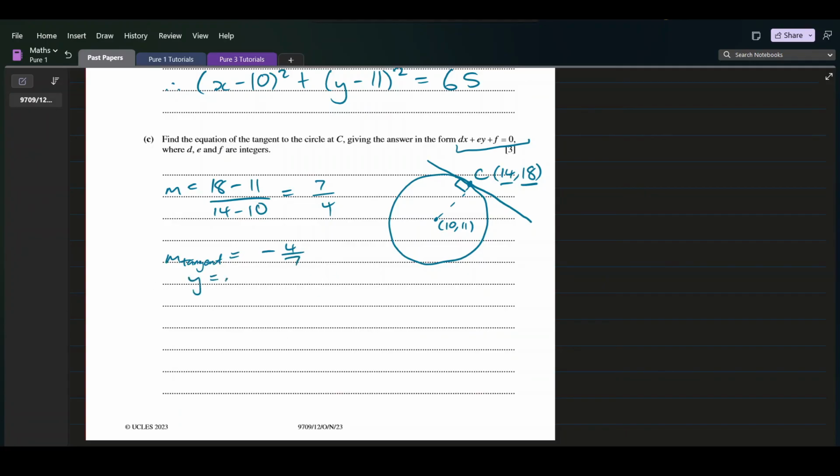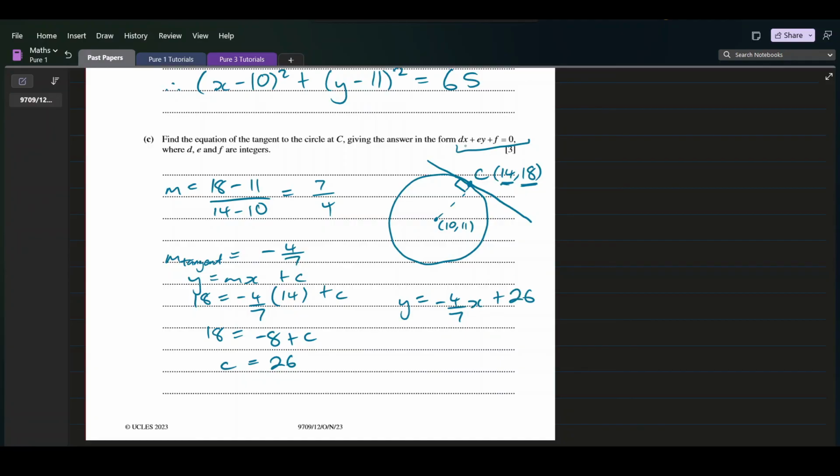And now we can use y equals mx plus c, and y is 18, which is equal to the gradient negative 4 over 7 times x, which is 14, plus c. So you get 18 is equal to negative 4 over 7 times 14, which is negative 4 times 2, negative 8. Negative 8 plus c, so c is equal to 26. And so we can write our equation as y is equal to negative 4 over 7 x plus 26.